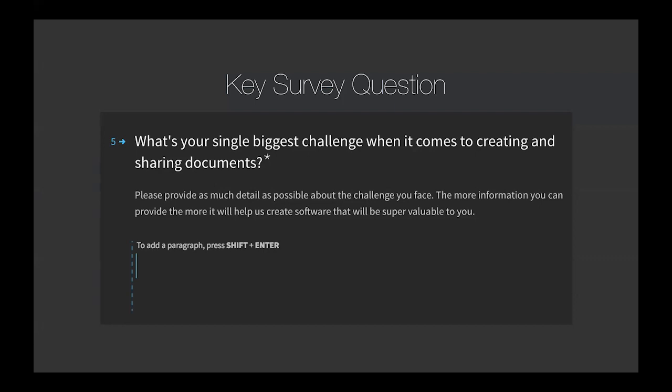What we asked people before we built FYI, after we failed a bunch of times writing code and not validating the ideas properly, was this. We stepped back and said, what do we need to do? We need to discover the biggest challenges that people have. So we asked, what's your single biggest challenge when it comes to creating and sharing documents? We told them to please provide as much detail as possible about the challenge you face. The more information you can provide, the more it will help us create software that will be super valuable to you. The reason we did that is we actually wanted essays.